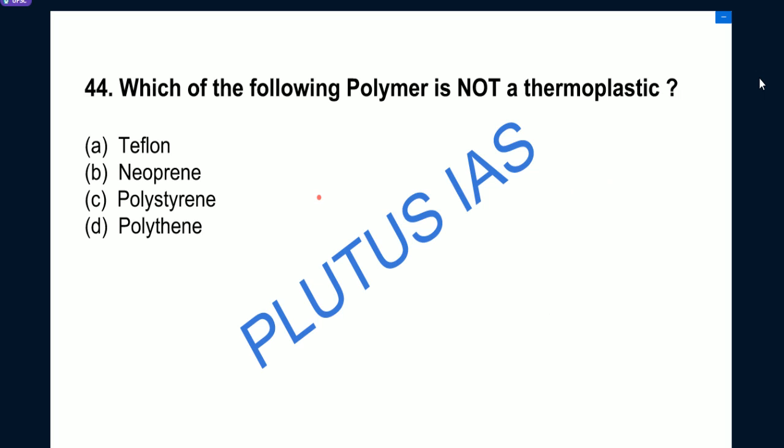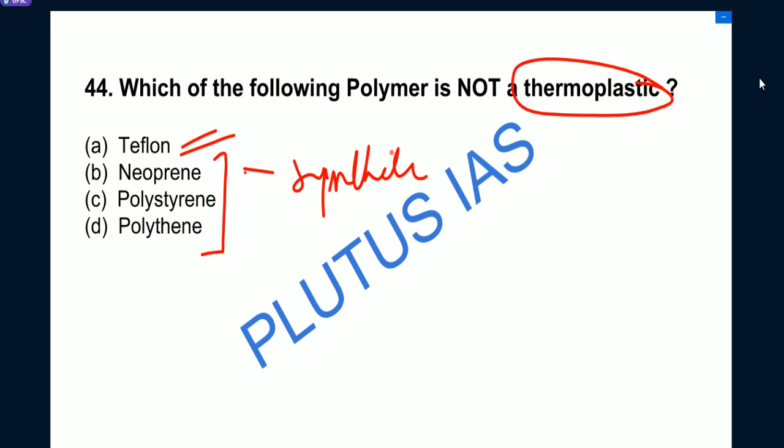Question number 44. Which of the following polymers is not a thermoplastic? Teflon, we have heard of it since childhood. Teflon is a chemical coating used to create a non-reactive and non-sticky surface. It is used in utensils. While polystyrene, polythene, and neoprene are all thermoplastics. Neoprene is synthetic rubber. A thermoplastic is a material which becomes soft when heated and hard when cooled. So the answer is Teflon.